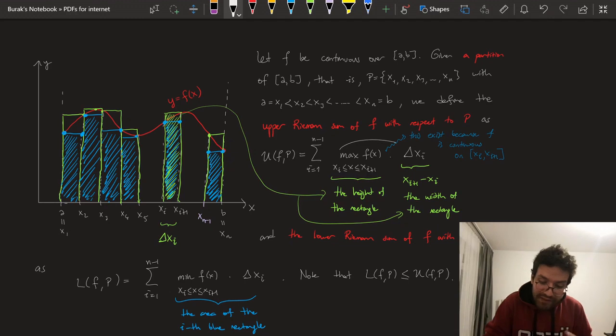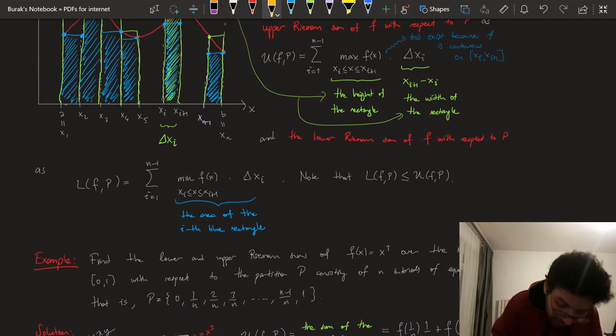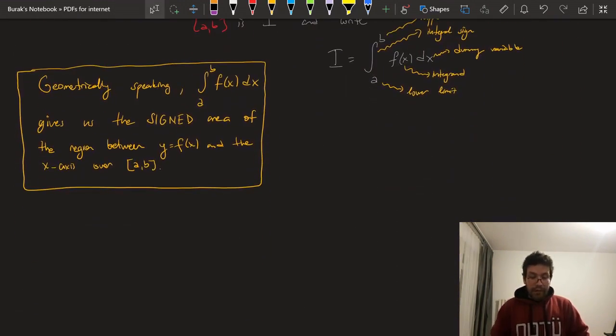Okay, so what this term really computes is not the area, like I said. It's the area of the light blue triangle. In reality, it's actually the signed area of the light blue triangle. Okay, so I have that. So this is the geometric interpretation of the definite integral.